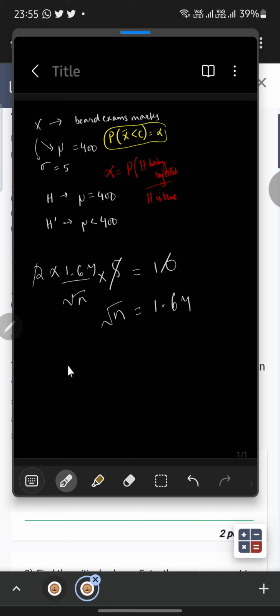So we can say that n is equal to, let me use the calculator, 1.64 squared, which is 2.868, so approximately 3. That's the answer. We will write 3 here. The sample size would be 3. I hope you got my point here. Simple, right?